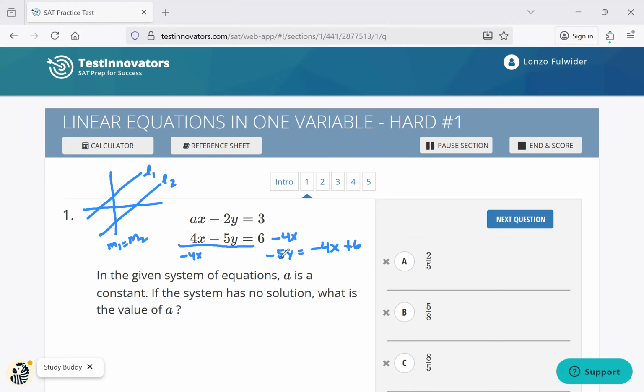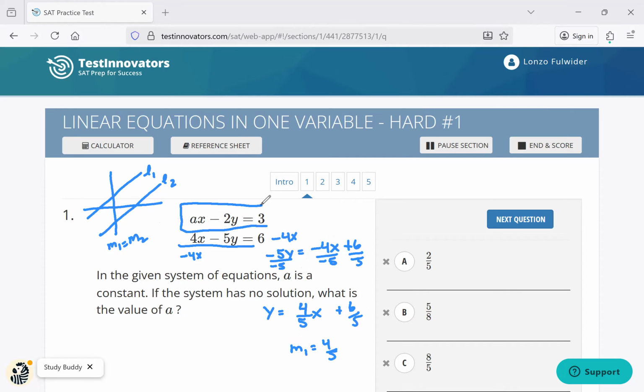And then I'm going to solve for y by dividing both sides by negative 5. So you get y equals negative 4x divided by negative 5 is positive 4/5 x, and then plus 6/5. I don't really care about that because it's not related to my slope. So my slope, we'll call this m1, must equal 4/5. Okay, so what that means is our m2 should also be 4/5.